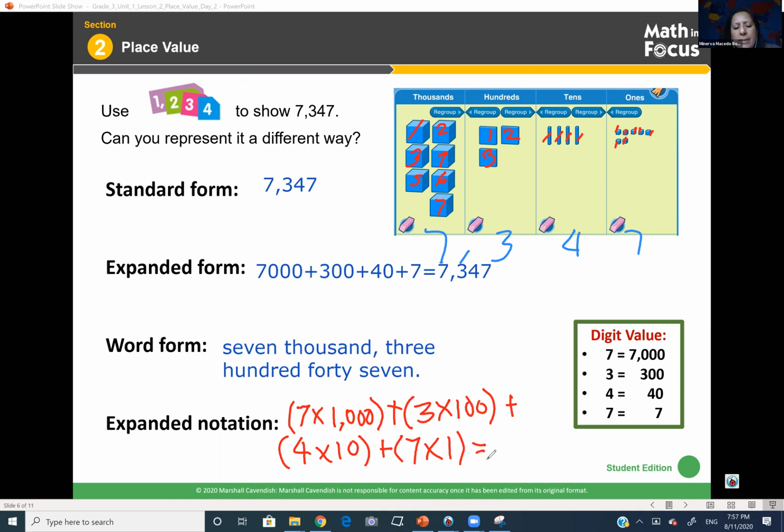And then the answer is going to be the same. Let me show you here. 7 times 1,000 is 7,000. 3 times 100 is 300. 4 times 10 is 40. And 7 times 1 is 7. So when we add these numbers, we still have the same answer, which is again 7,347. So that's the way you do the expanded notation.